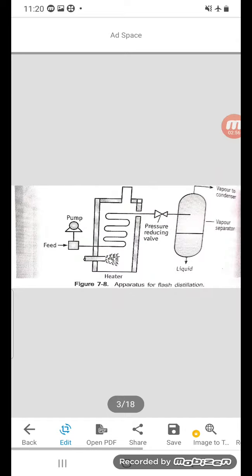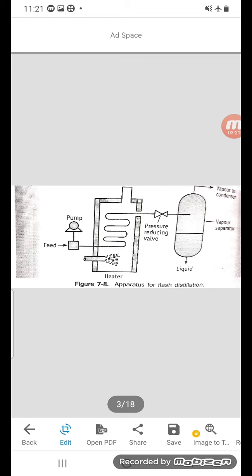Next is the construction. It consists of a pump which is connected to the feed reservoir. The pump helps in pumping the feed into the heating chamber that I have told you. The other end of the pipe is directly introduced into the vapor liquid separator. The vapor outlet is provided at the top, whereas the liquid outlet is provided at the bottom.